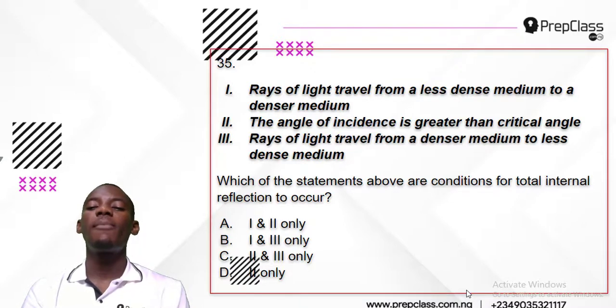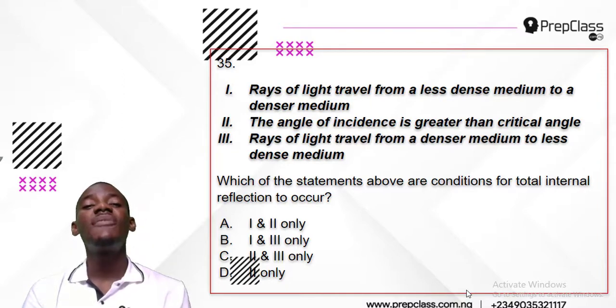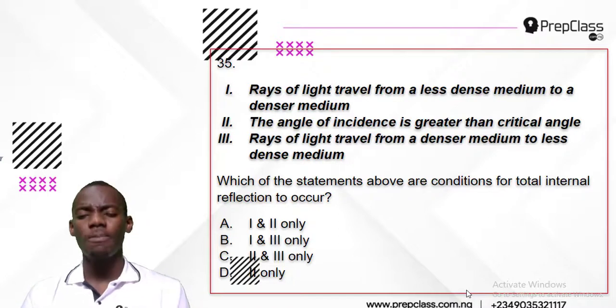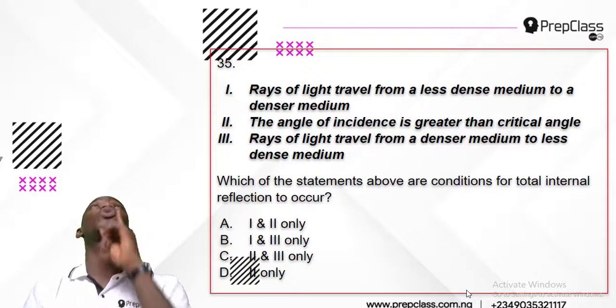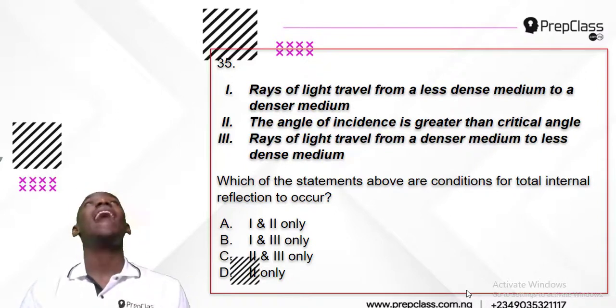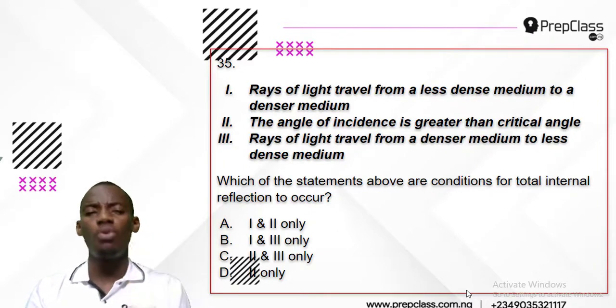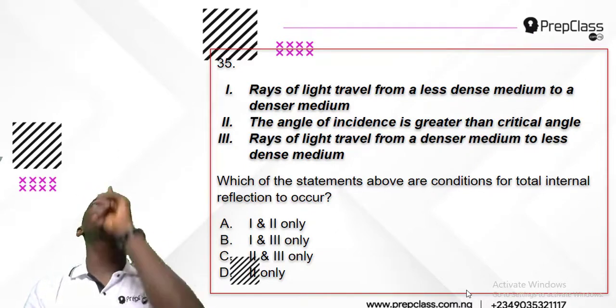Which of the statements above are conditions for total internal reflection to occur? Now, when you hear total internal reflection, it is reflection within the same medium. It is a reflection that occurs when you are inside the swimming pool and you look at the top of the water, then you can see the bottom of the pool reflecting while you are looking up.